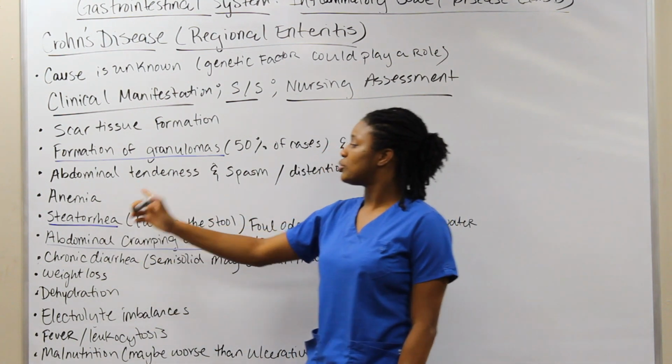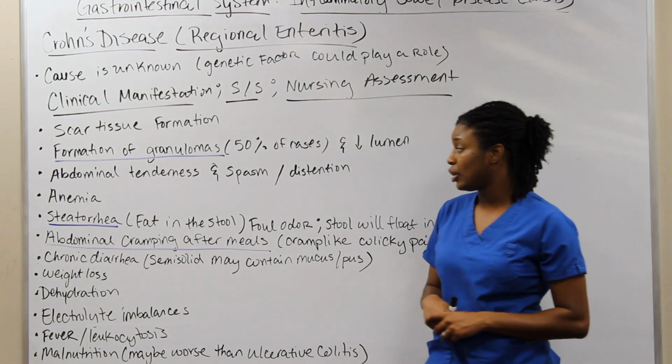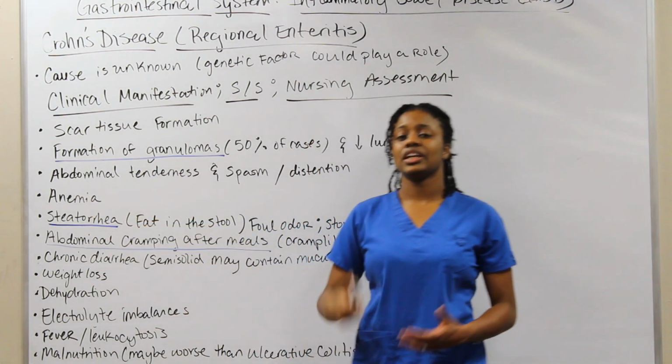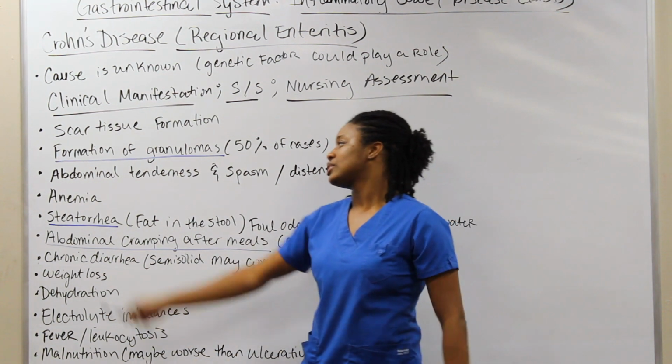You're going to have abdominal tenderness and spasms. You may have distension, okay? Then you are going to see anemia, right? Because they may have bleeding of some sort.